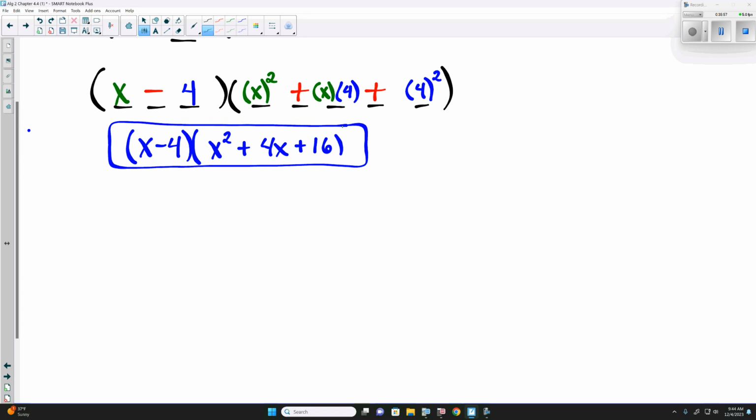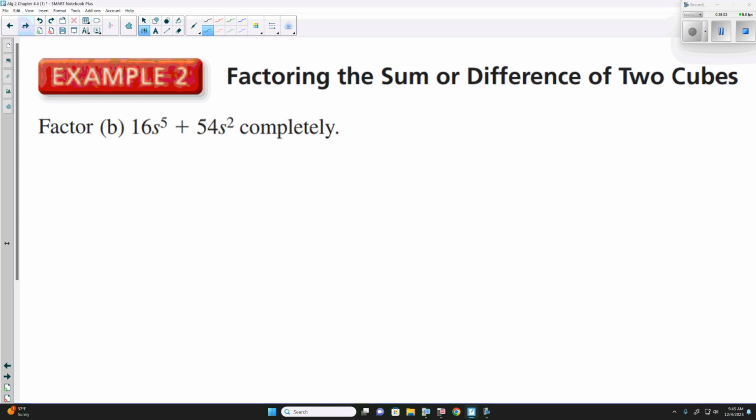Questions on these here? What if the exponent is like this here? So, is s to the 5th a perfect cube? Can we take the cubed root of s to the 5th? No. Can we take the cubed root of s squared? No. So even with these here, we can still look for a greatest common factor. Because if we look at s to the 5th and s squared, is there a greatest common factor between these two terms?